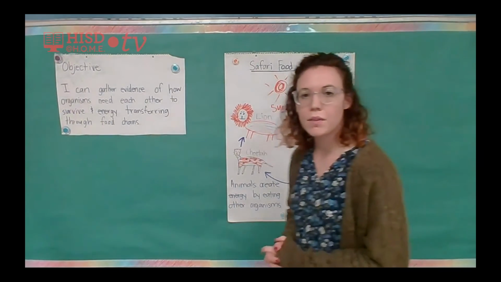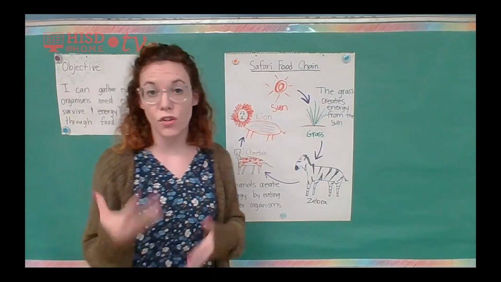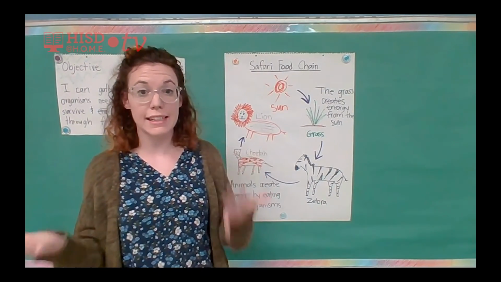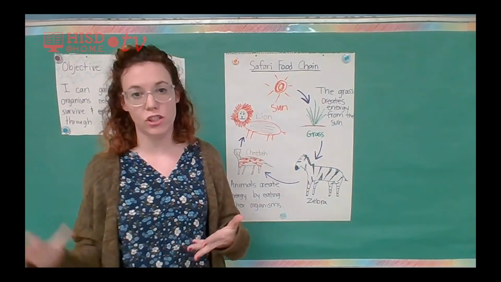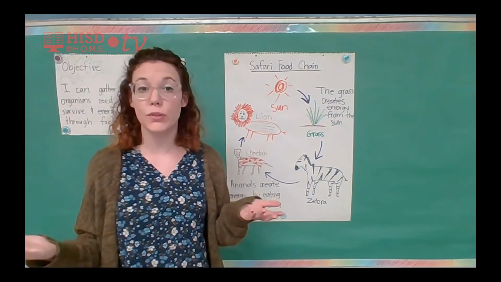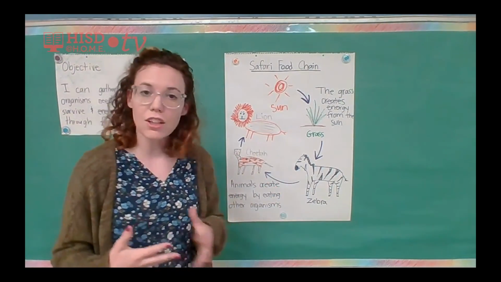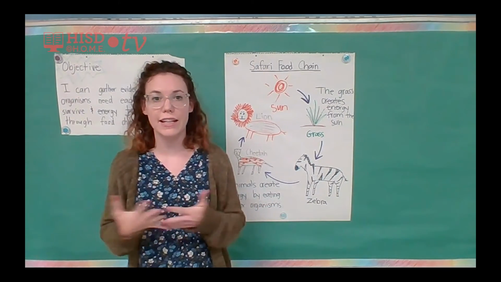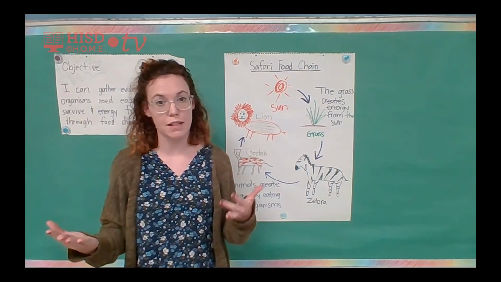All right, guys. So we just created a safari food chain of animals that actually eat each other, or organisms that actually eat other organisms, and how they really do get energy. So now we're going to look at a different ecosystem, a different area. An ecosystem is like an area where organisms live, certain ones, right?